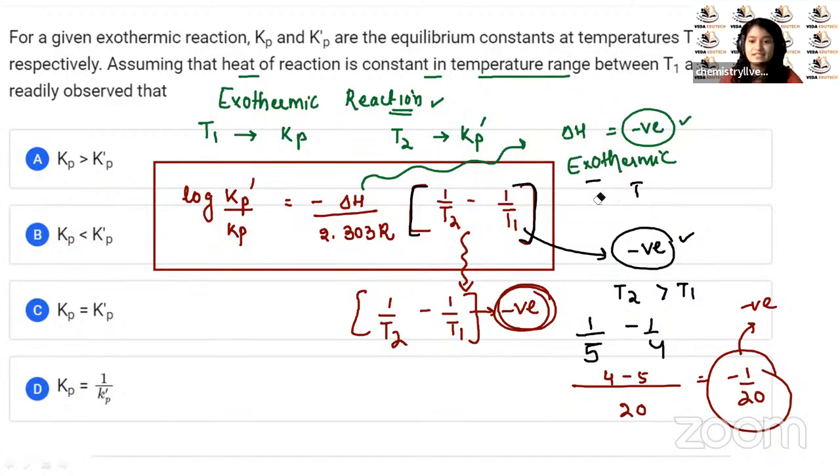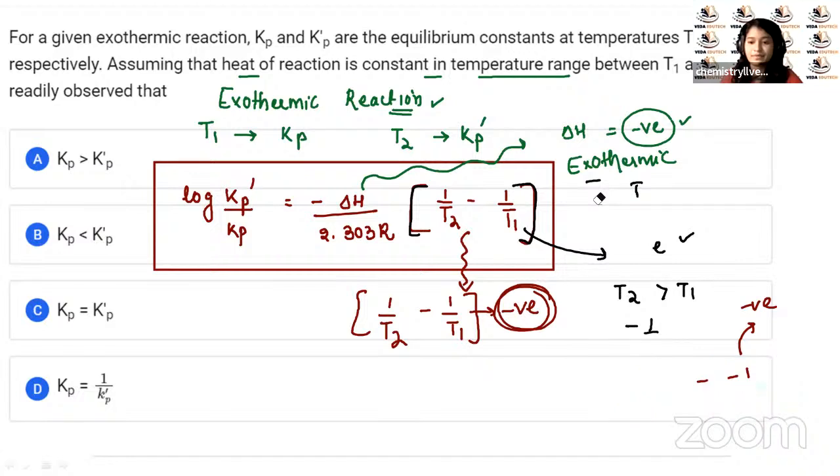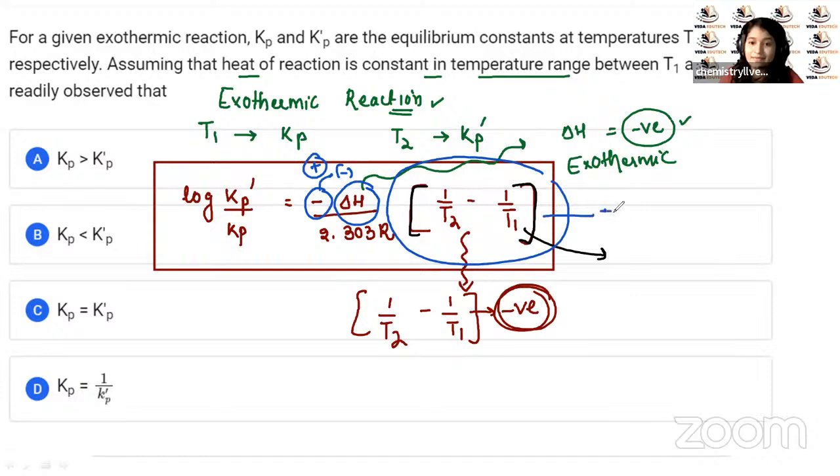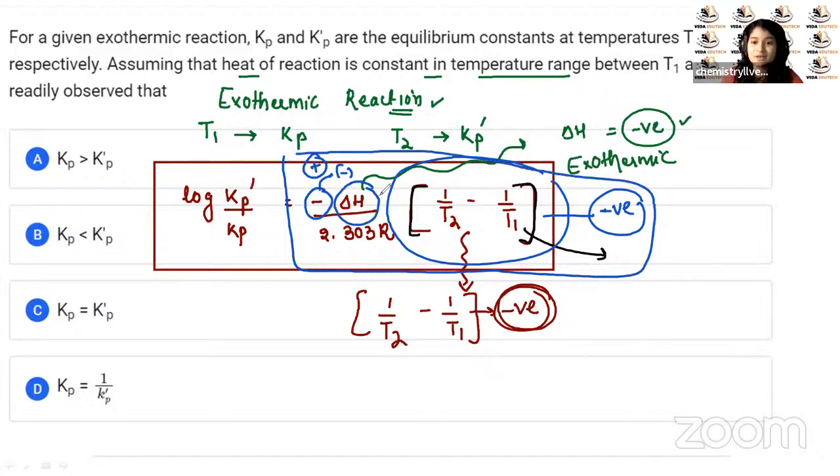Now, children, we'll erase all of this. We see that this part is negative, and this part is also negative. So negative, negative, we got positive. T2 is greater than T1, that's why this part is negative. When this part is negative, the entire part from here to here is positive times negative, so it is going to be negative. Then log Kp dash by Kp, whatever answer you get, you are going to get in negative.